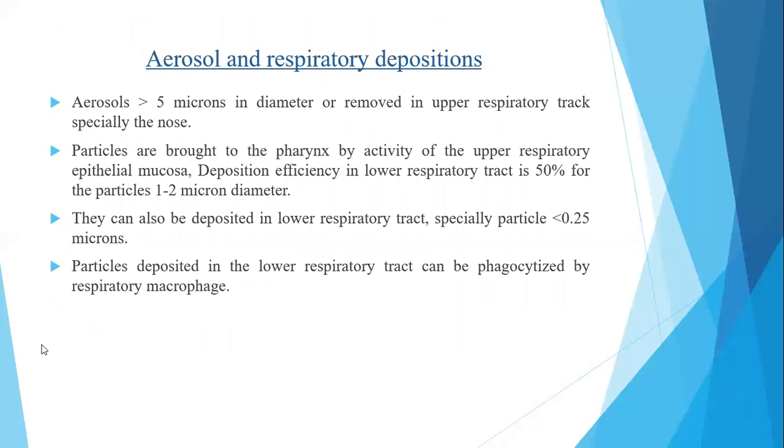And the aerosols and the respiratory deposition. Aerosols that are greater than 5 microns in diameter are removed in the upper respiratory tract, especially the nose. The particles are brought to the pharynx by the activity of the upper respiratory epithelial mucosa.